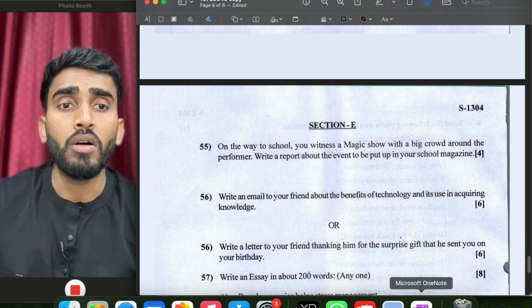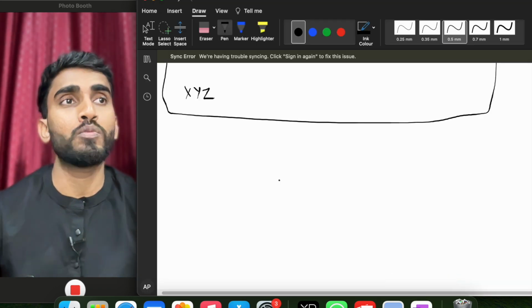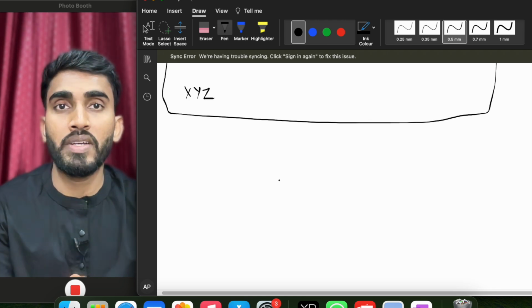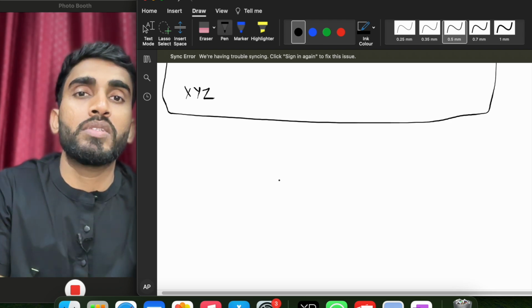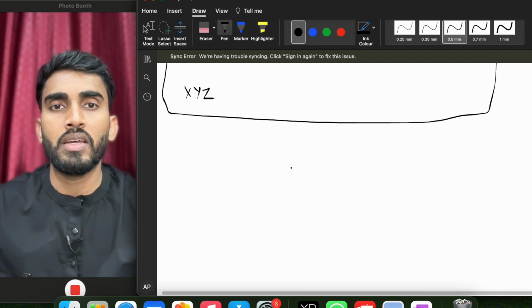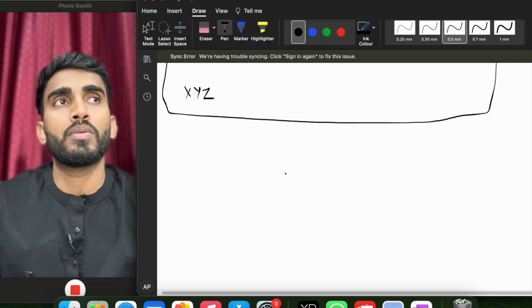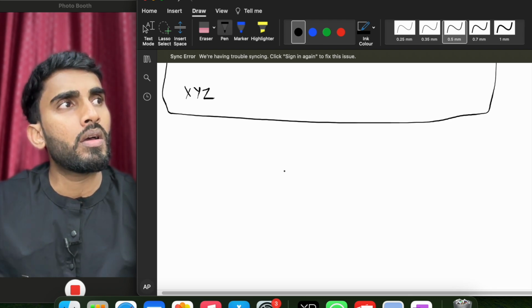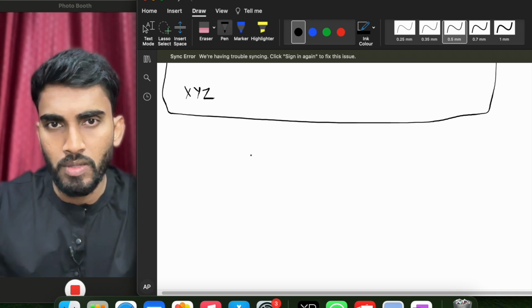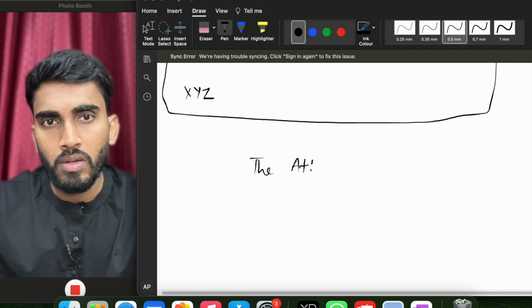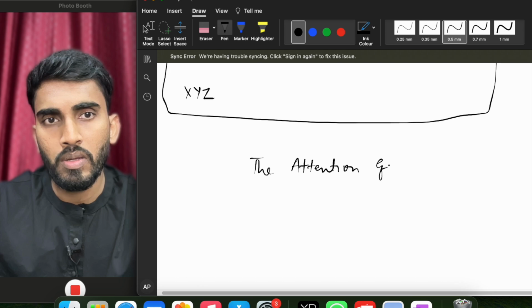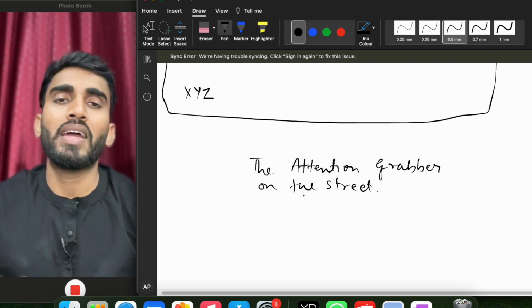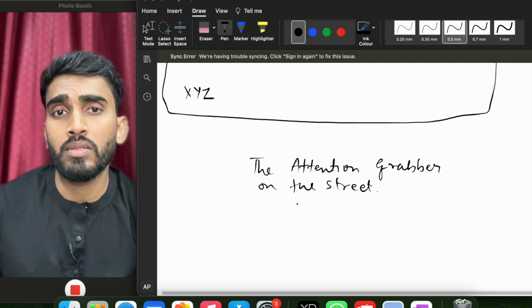So, how to start the report? First, start by giving an attractive title, like in a newspaper. The headline is written in such a way that it takes the attention of the reader, and then that person reads the whole news. So we will start by giving a title like, the attention grabber on the street. Or you can write in simple language too, that is, magic show on the street.